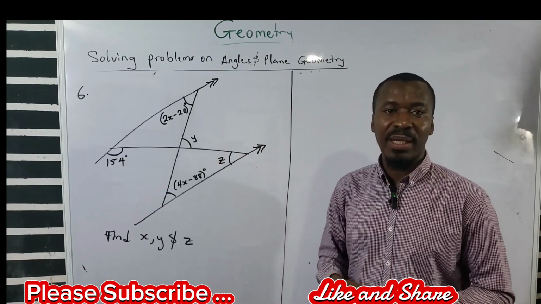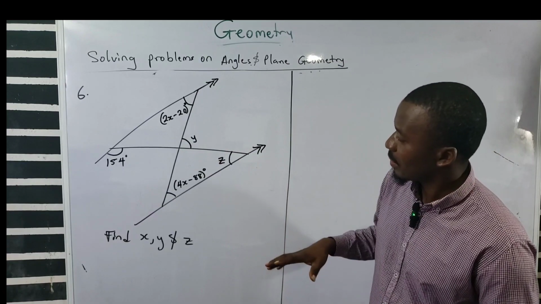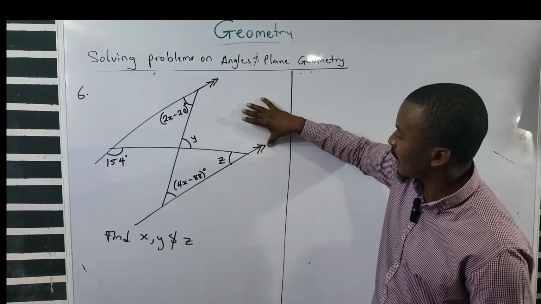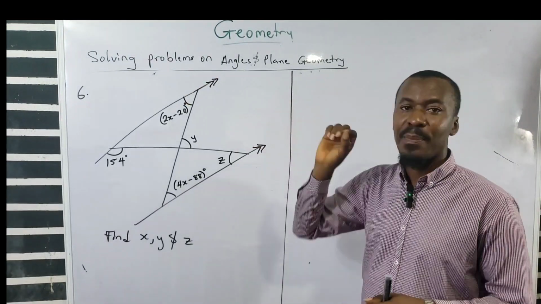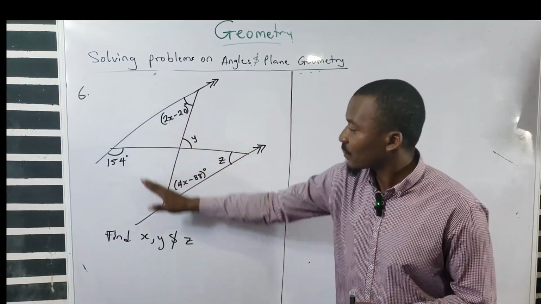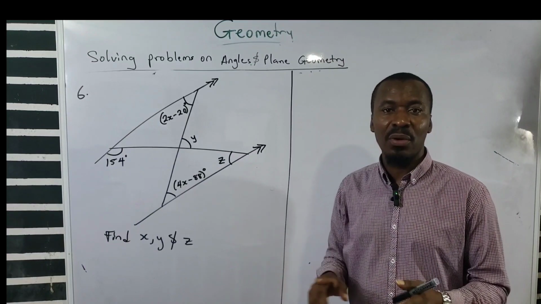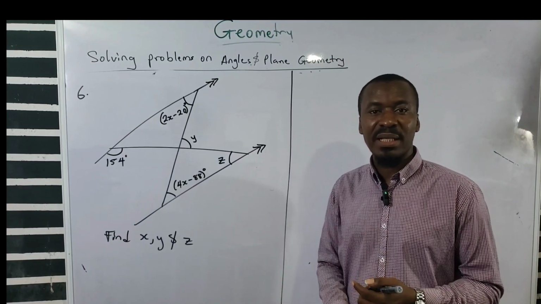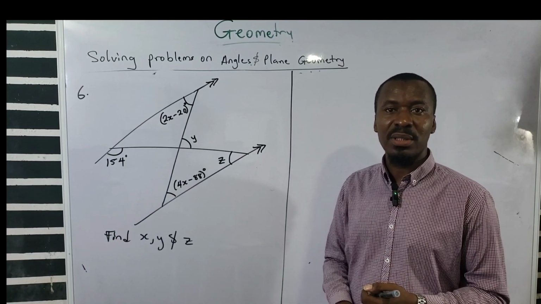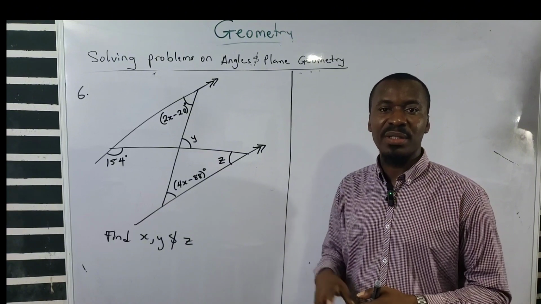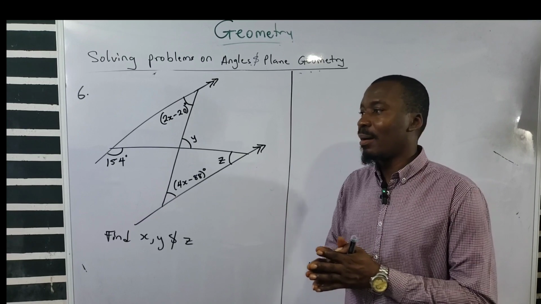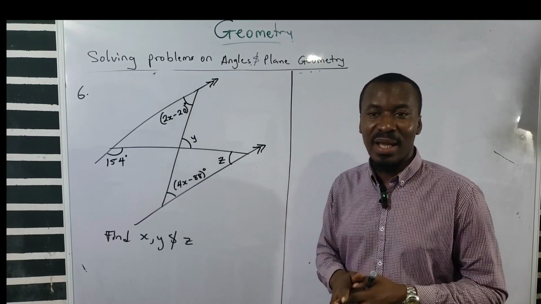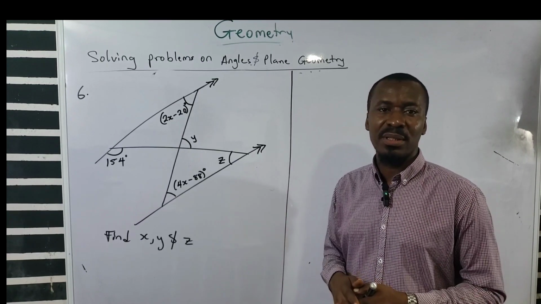So we have our last question. You can see that there's a parallel line here. Like I always say, whenever you have a parallel line and you have something like this, look out for corresponding angles, alternate angles, co-interior angles, angles at a point, vertically opposite angles, all those angles.